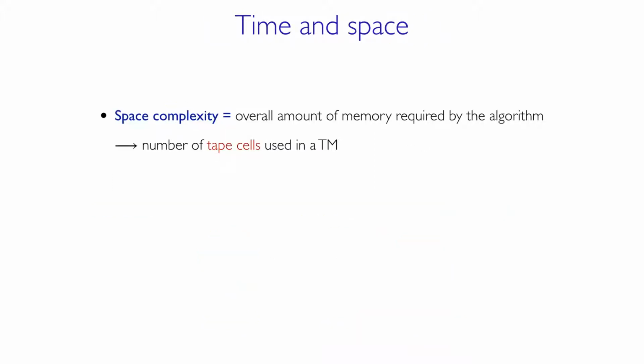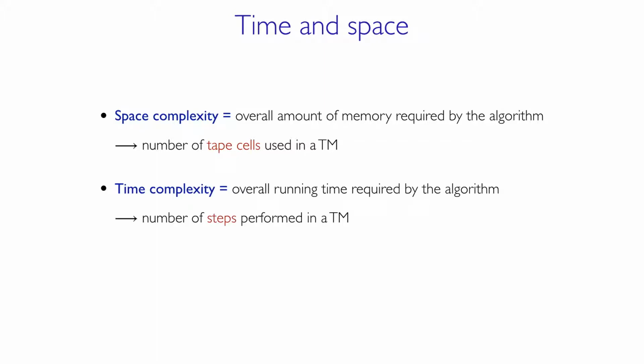In order to evaluate the performance of an algorithm, we will use two measures. The space complexity is defined as the overall amount of memory which is required by the algorithm. Formally, it is the maximum number of tape cells which are used by a Turing machine that executes the algorithm. The time complexity is the running time needed for the execution of the algorithm. In formal terms, it is the number of computational steps performed by the Turing machine running the algorithm.